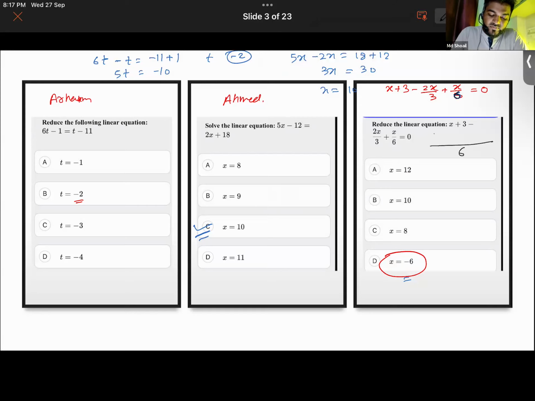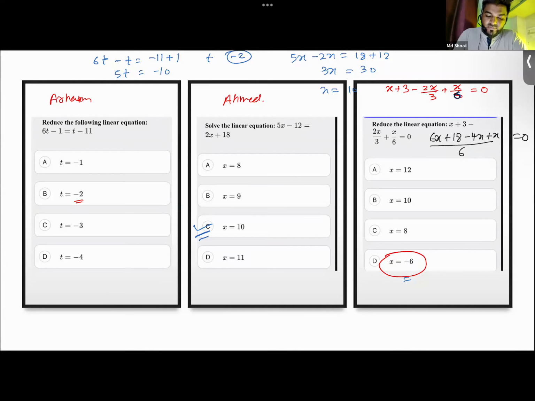LCM would be 6, so it would be 6x plus 18 minus 4x plus x equals 0. So the 6 will simply become 0, right? 6x minus 4x plus x plus 18 is equal to 0 here, right? So it's 2x plus x equals minus 18.